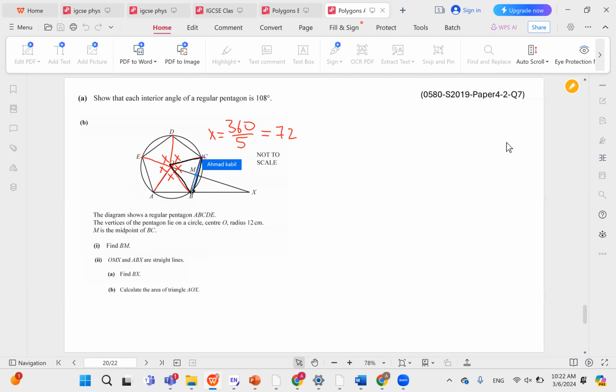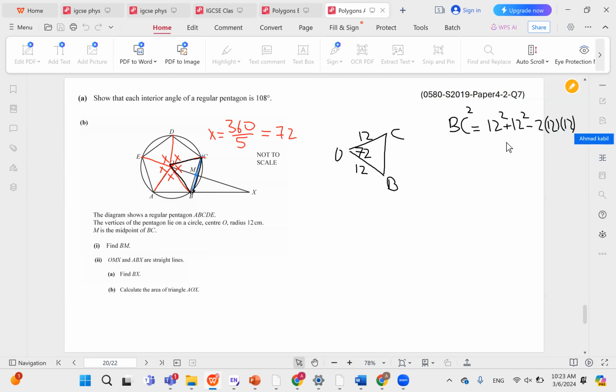So for example, if we take triangle BOC out, since we have BOC here like this, we know now that this angle is 72. We know that the radius here is 12 and the radius here is 12. So we can use the cosine rule to get the size of BC. So how do we get BC? BC squared equals 12 squared plus 12 squared minus 2 times 12 times 12 times cosine of 72.